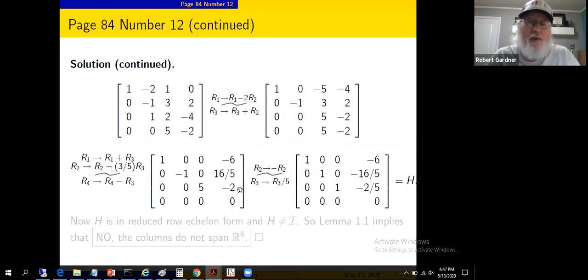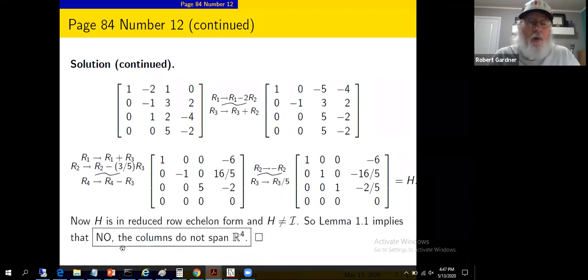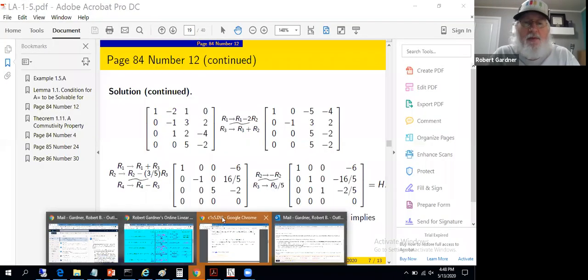Here come more fractions. But that'll give us, now the first column is in good shape, second column is in good shape, third column is in good shape, the fourth column is not in good shape at all, and there's nothing we can do about it. This is the unique reduced row echelon form for that matrix A, and what's relevant to the question here, that ain't the identity. Well, if it ain't the identity, then no, those columns do not span R4. I can't write any vector in R4 as a linear combination of those column vectors. Lemma 1.1 tells us that. Let's see, back to the notes.